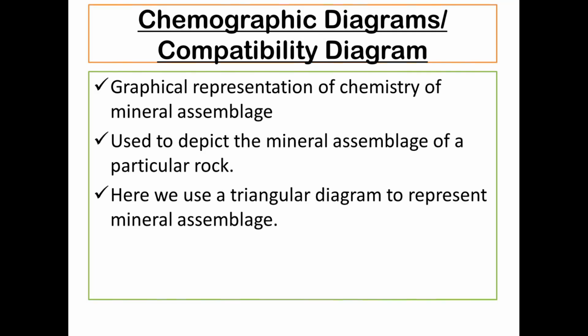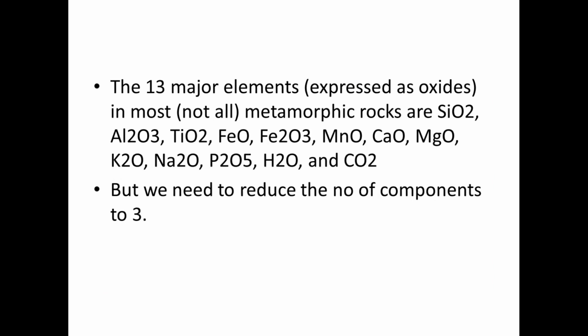Okay, now that we have discussed the phase rule in metamorphism, let's take a look at the chemographic diagrams in metamorphism. These are the graphical representation of the chemistry of mineral assemblages. These diagrams are used to depict or represent the mineral assemblages of a particular rock. As you may already know, there are many chemographic diagrams like the ACF diagram, AKF diagram and so on. Here we use triangles to represent the mineral assemblages of a particular rock. So it is the graphical representation of chemistry of mineral assemblages. Here we use a triangular diagram to represent mineral composition.